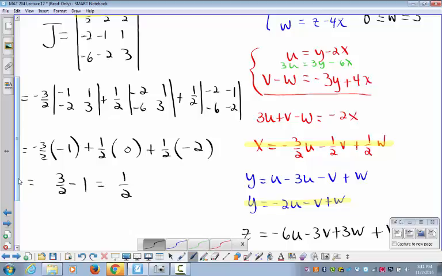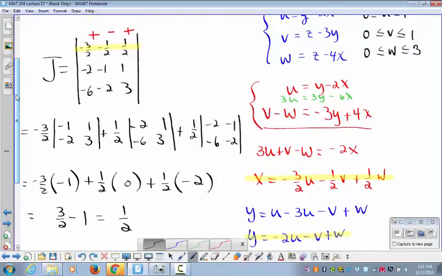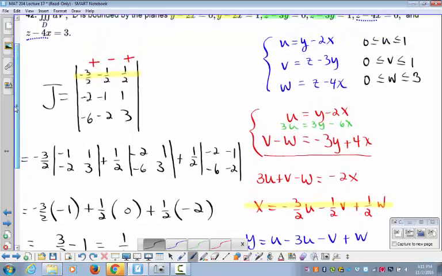And when you're doing this expansion thing, you can expand about any row. You just have to get your sign array on there properly. The safest thing is just to do the top row, plus minus plus, because the sign array alternates all the way through. It's plus minus plus, and then minus plus minus, and then plus minus plus. So if you do the top row, it's the simplest. Unless there's zeros.